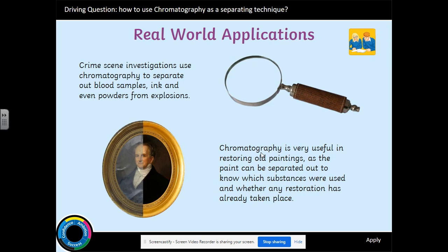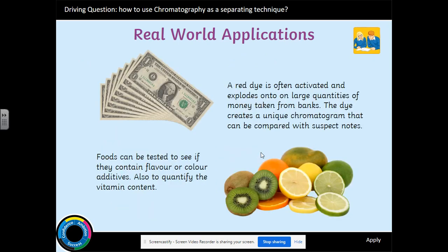Now, you might see in the movies that some people might look at the photograph and know. Well, in some instances, you can look at the photograph and know if it's fake, but if it's very close to the original document or original photograph, they can use chromatography to determine if this is an authentic photograph or image or painting, or if this is the fake. Now, food can be tested to see if they contain flavor or color additives, also to quantify the vitamin content.